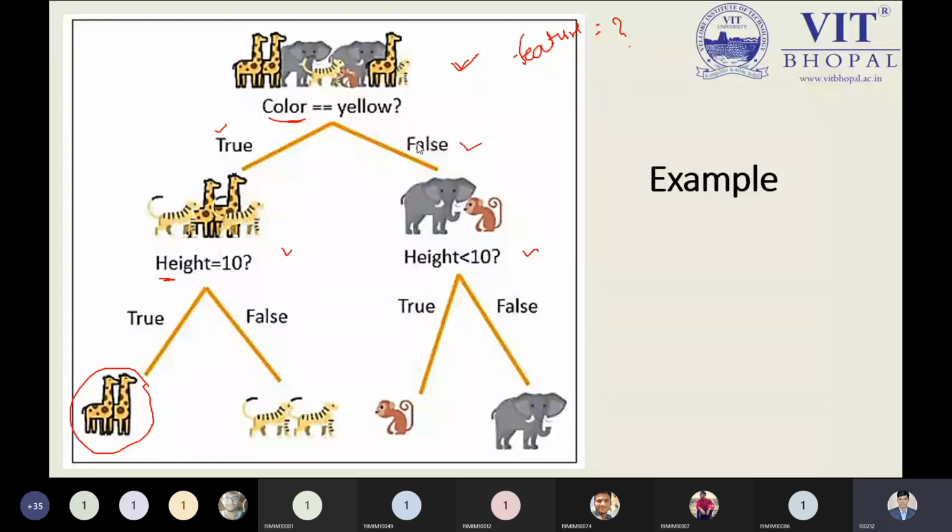So overall, if you're looking at the same label, the height of the animal is less than 10. So definitely the monkey is a non-yellow color animal, and the monkey does not belong to the height of greater than 10. So we consider that animal into here. So we need to see our condition. What is the condition? Height is less than 10, and if true, then the monkey will be chosen as a part. Else we move to the false part, so we can find the element in that part.